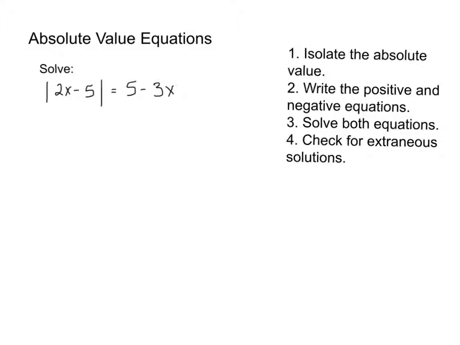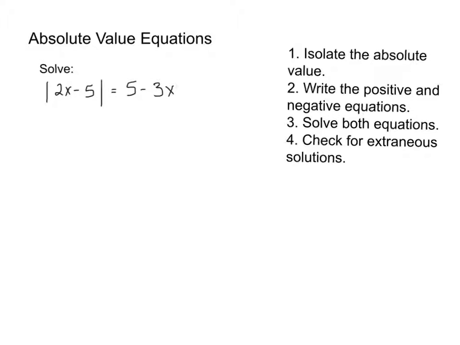To solve an absolute value equation, the first thing that you need to do is isolate the absolute value. So make sure that on one side of the equation, all you have is the absolute value part of it, which is what we have here. We don't need to change anything, but if there was a number added on the outside, we'd have to subtract it to make sure that that's by itself.